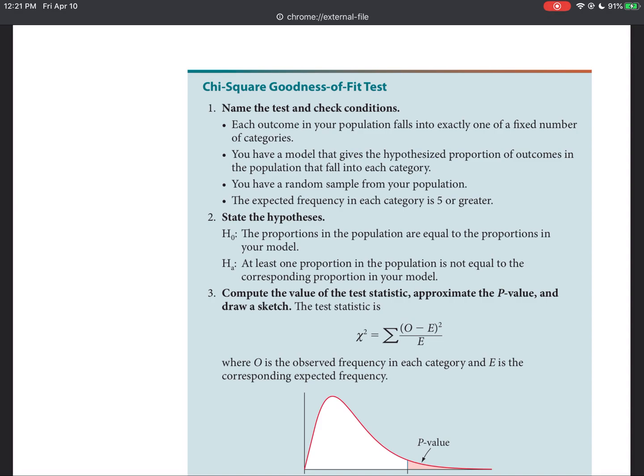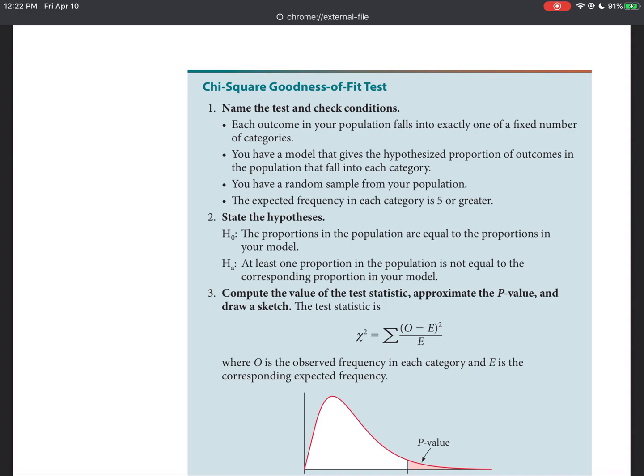So at least one of your outcomes is not equal to what you expected. That doesn't mean that they're all different. It just means that at least one of them didn't fit the trend. So this is why this test is not super duper helpful by itself.